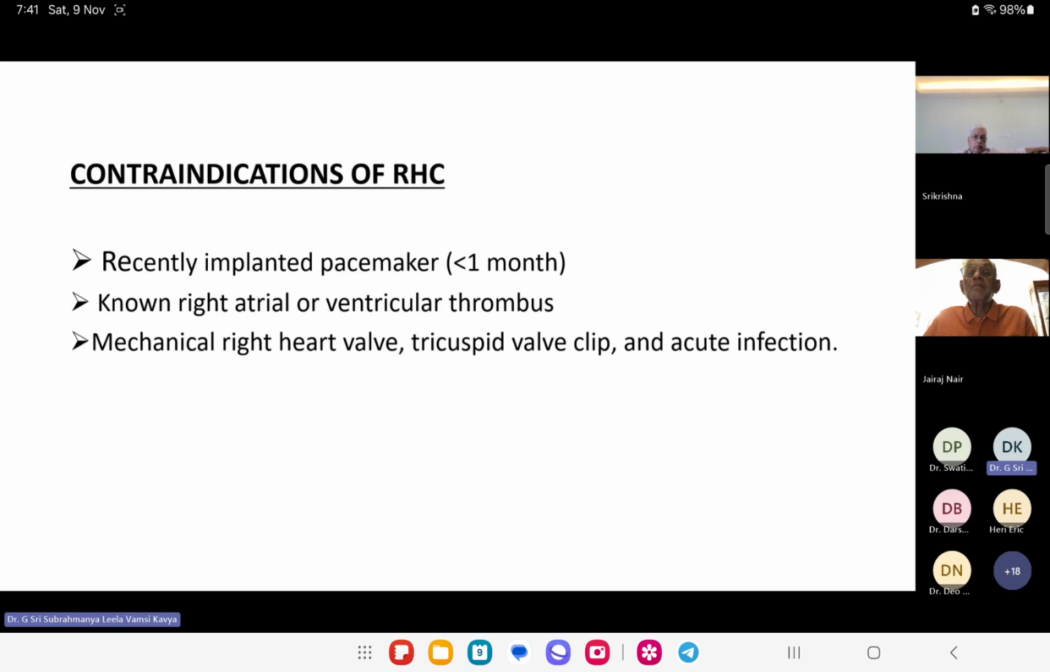Contraindications of right heart catheterization are a recently implanted pacemaker less than 1 month old, known right atrial or ventricular thrombus, mechanical right heart valve, tricuspid valve clip, and acute infection. Other investigations include chest X-ray.